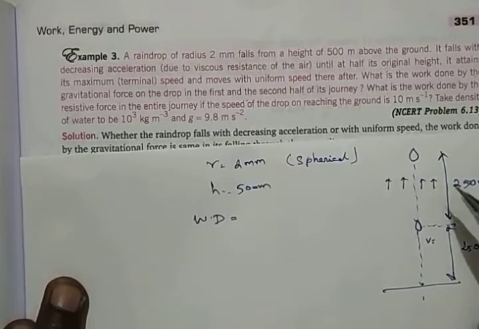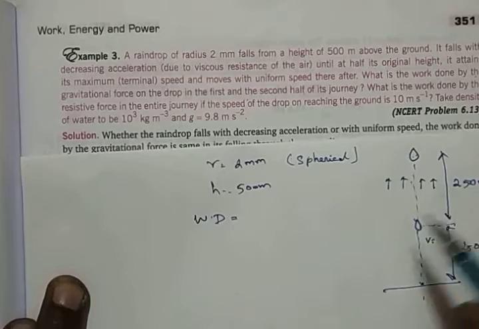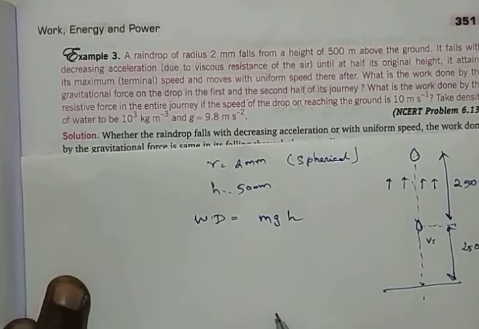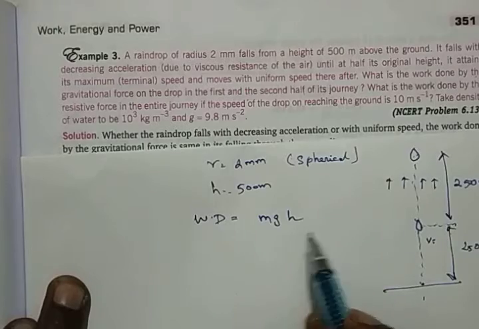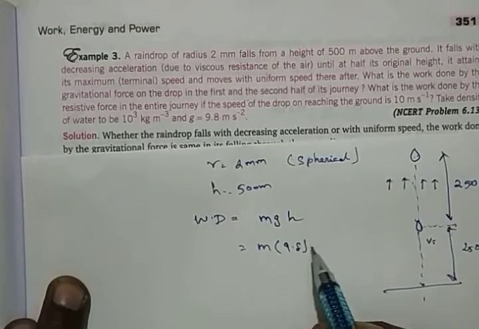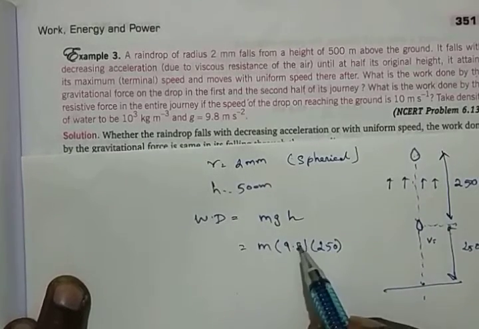Work done is going to be equal to force into distance. What is the force? It is going to be equal to mg is the force and the distance is height. So height is going to be 250 meters. So mass into 9.8 into 250 meters, which is the distance.